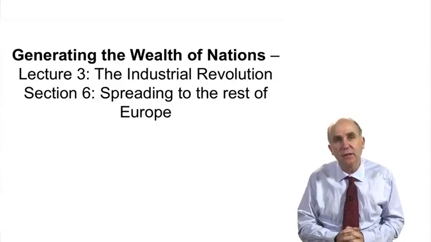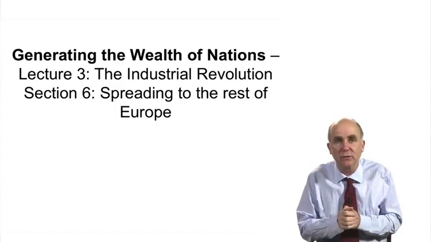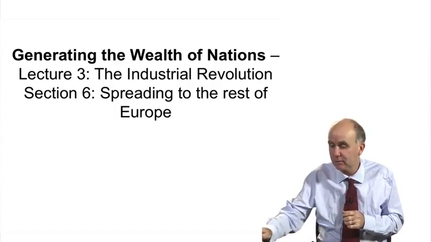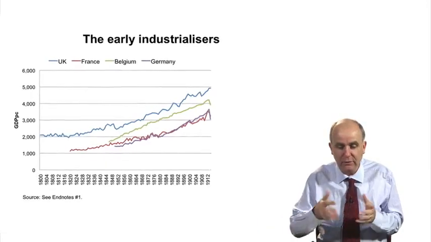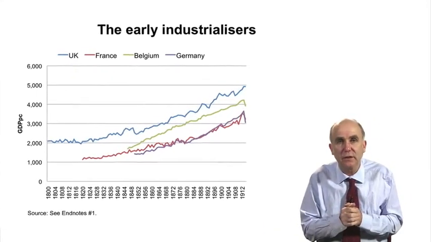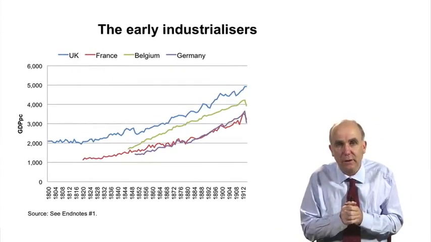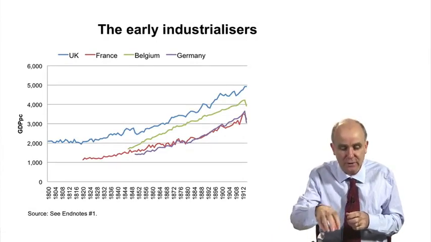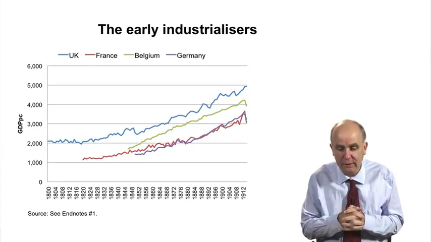In this section of the lecture, I'm going to give a perspective on what was happening in other parts of Europe, or on the spread of the Industrial Revolution to the rest of Europe. To start off with, I've got a couple of graphs that show the evolution of GDP per capita in several other countries as well as the UK.